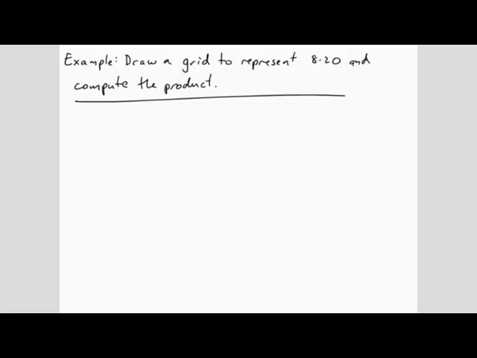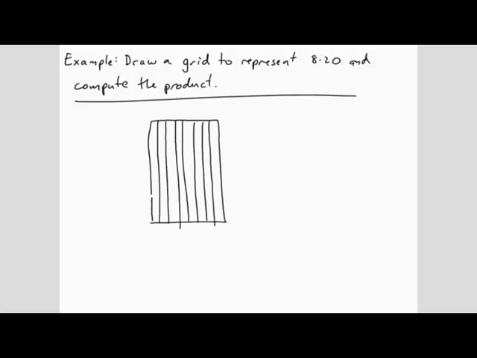Example, draw a grid to represent 8 times 20 and compute the product. This time, our cluster of 10 boxes will be set up vertically. And now we count up the boxes. Each row now represents 80 boxes. So 80, 160. 8 times 20 is 160.